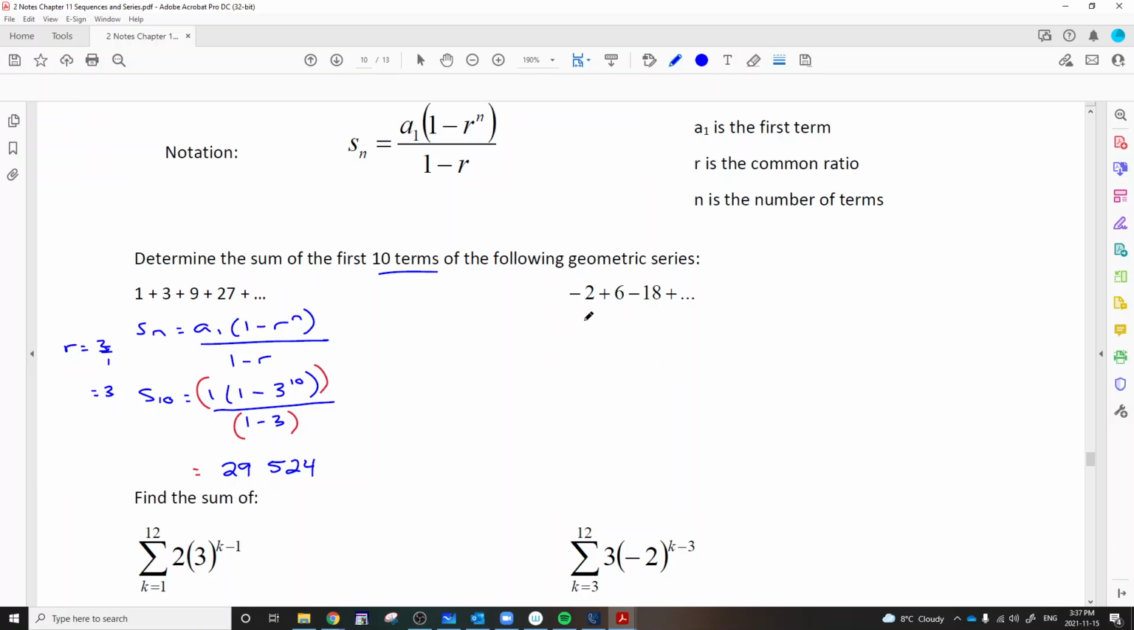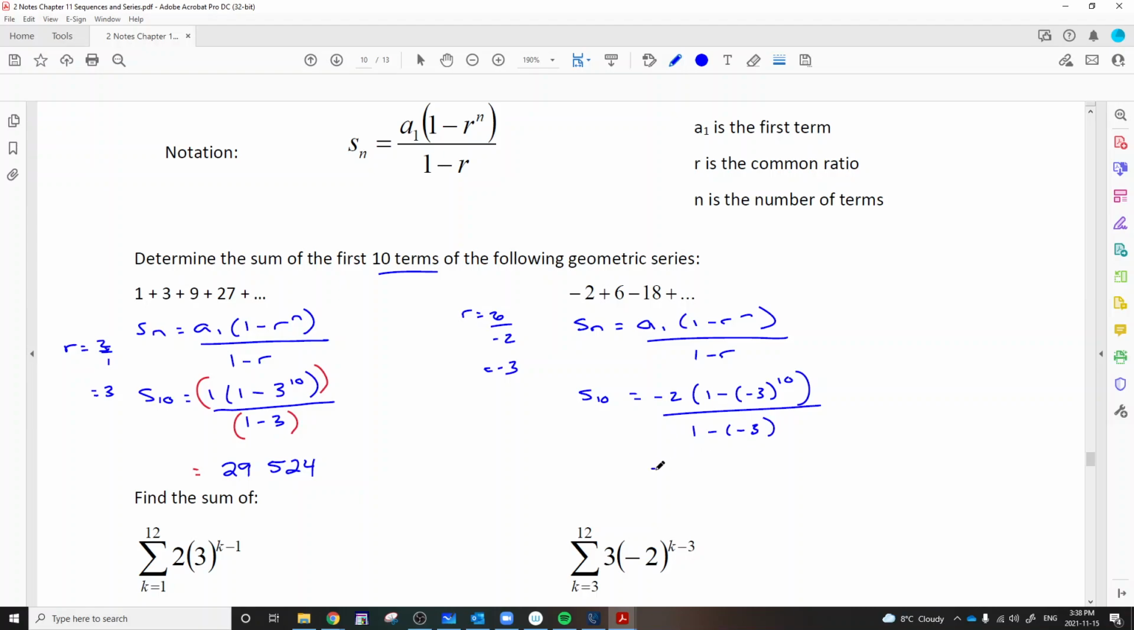Hopefully you paused it and gave it a go. Maybe you got stuck, but that's okay. Again, I like to write my literal formula out first, just so that I make sure I'm plugging the right things in. So again, I'm finding the sum of the first 10 terms. My first term is negative 2. I've got 1 minus my common ratio. The common ratio is going to be the second term, 6, divided by the first term, negative 2. A negative common ratio. So we're going to put in bracket negative 3 to the exponent 10 all over 1 minus negative 3.